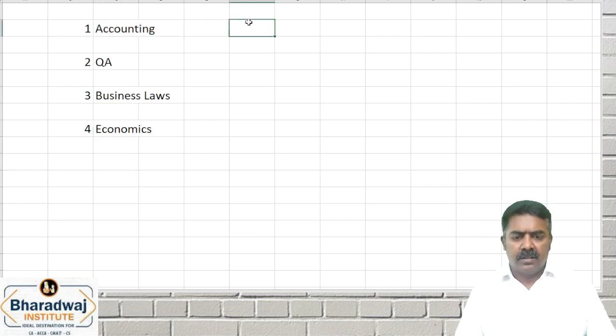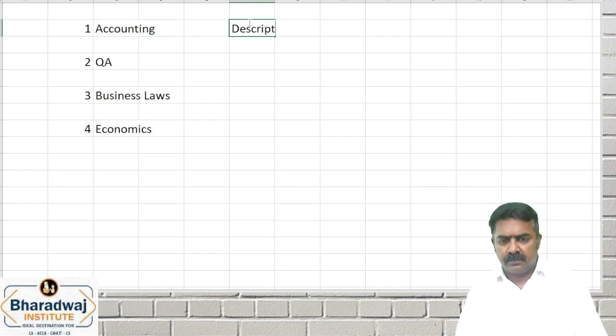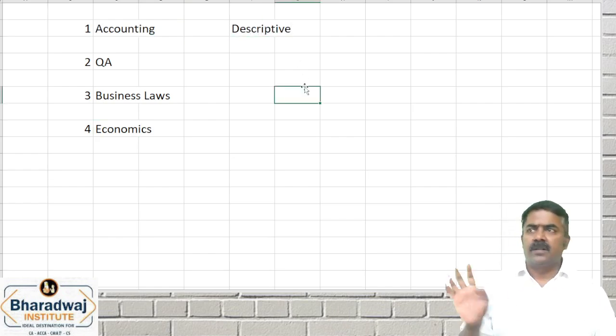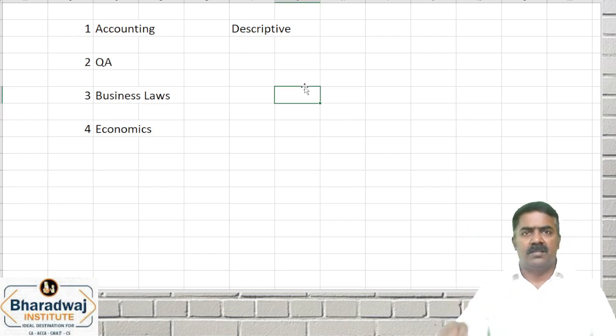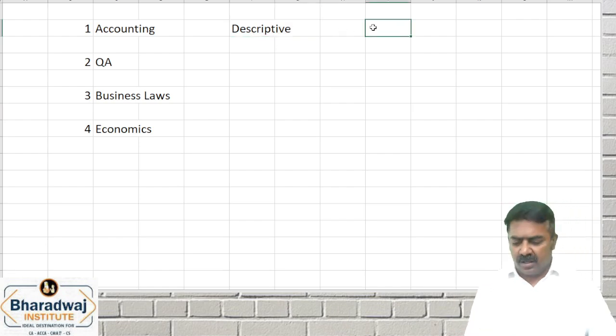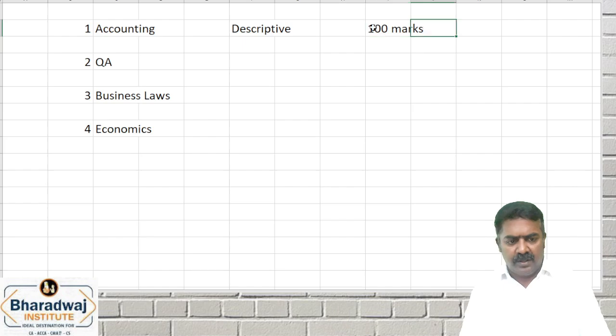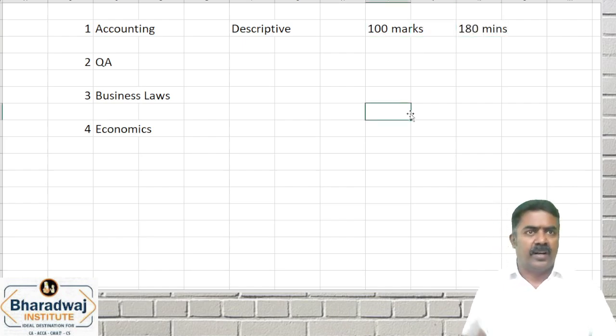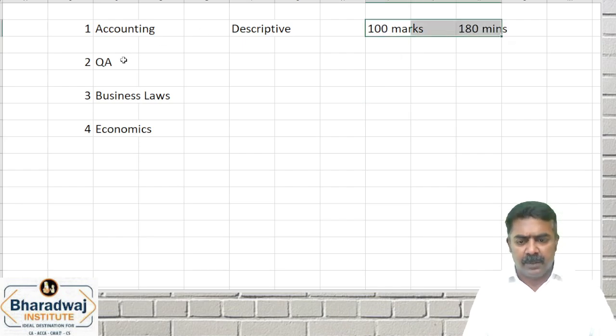Accounting is a descriptive paper. What do you mean by a descriptive paper? You'll be given questions, you have to answer. Accounting is a descriptive paper where it will be for how many marks? 100 marks, and you will be writing for 180 minutes. That is 3 hours time. So this is your accounting paper.